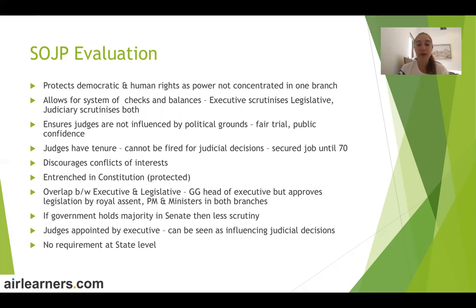However, the separation of powers is less effective due to the overlap between the executive and the legislative. The Governor General is the head of the executive, but they also sit in the legislative and approve Parliament's legislation by providing royal assent. Furthermore, the Prime Minister and the ministers are part of the government, part of the executive, but they also sit in Parliament in the lower house. So there's a massive overlap between these two branches.